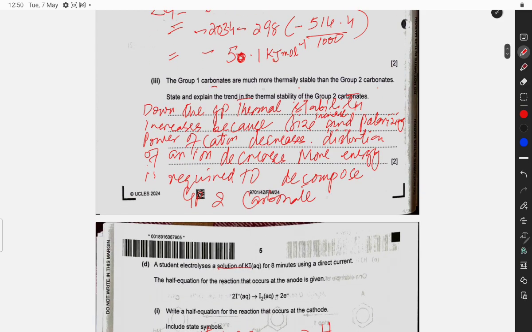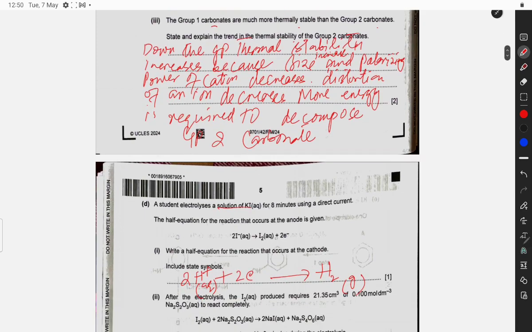The group 1 carbonates are much more thermally stable than group 2 carbonates. State and explain the trend in the thermal stability of the group 2 carbonates. Down the group thermal stability increases because size increases and polarizing power of the cation decreases. If the polarizing power of the cation decreases, distortion of the anion decreases, so more energy is required to decompose group 2 carbonates.